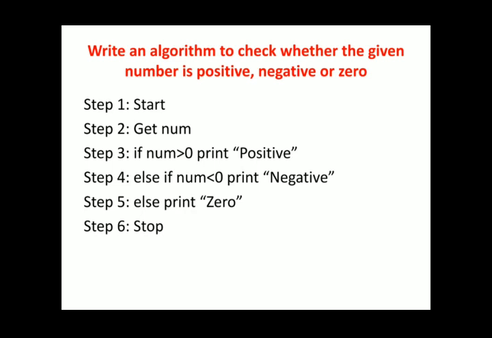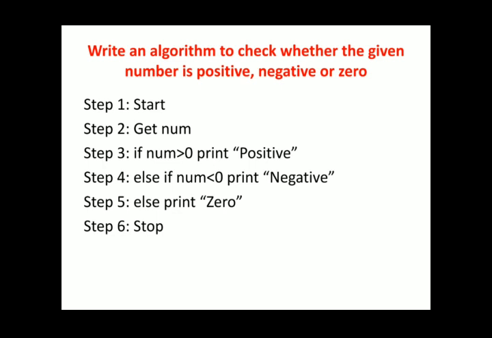In step 3, I have used the condition num greater than 0. This represents the logic to find whether the number is positive. We all know that if the number is greater than 0, definitely it will be positive. Suppose the condition is false, then it is important to check the logic for a negative number. So again in the else block, I have used another condition: if num is less than 0, it indicates a negative number. Suppose if the above two conditions are false, automatically the number will be 0. So it prints 0.